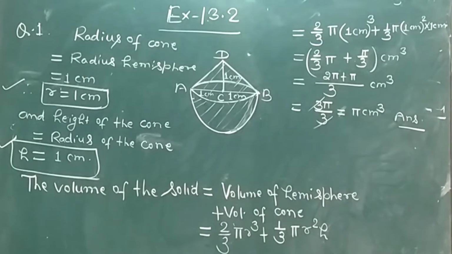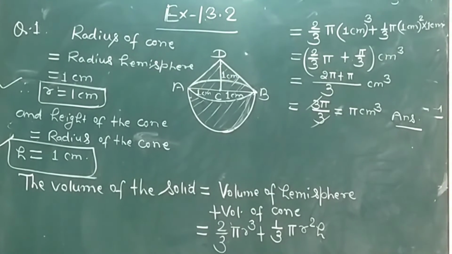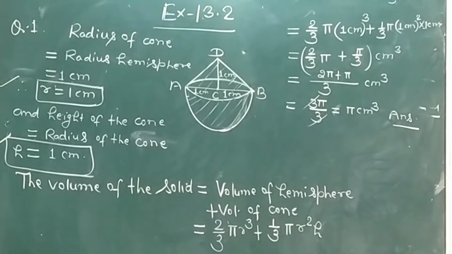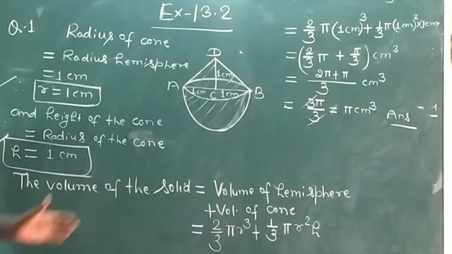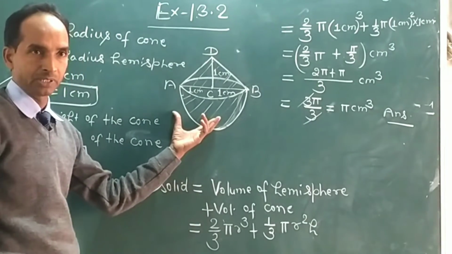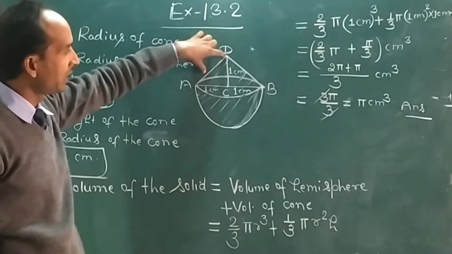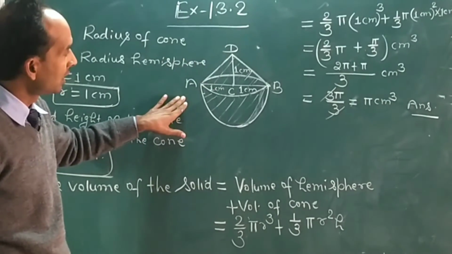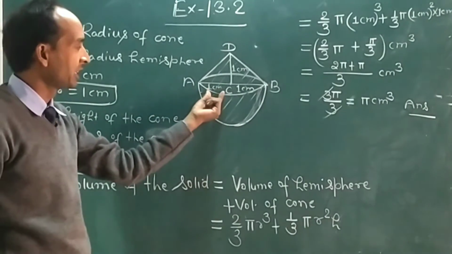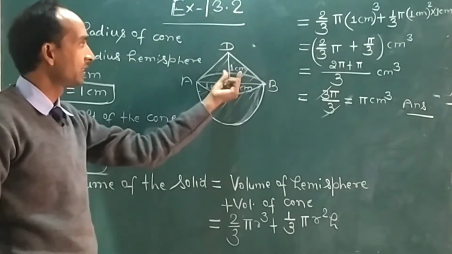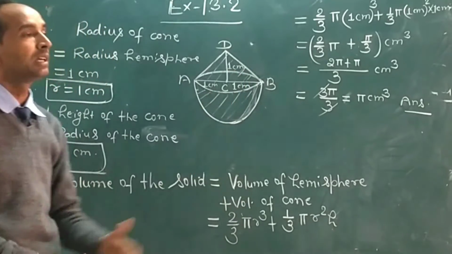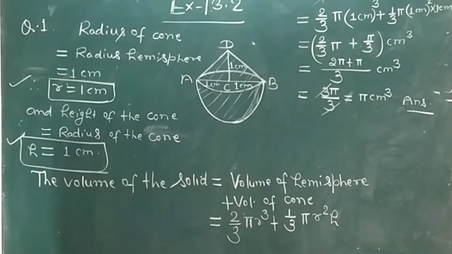and the height of the cone is equal to its radius. Find the volume of the solid in terms of pi. In this question, a hemisphere is given and a cone is surmounted on it. The radius of the hemisphere and the radius and the height of the cone are given equal.